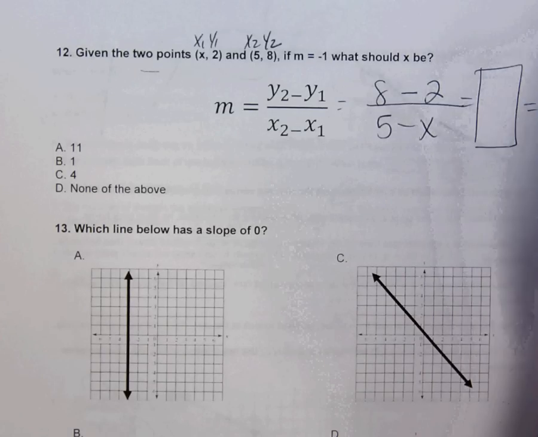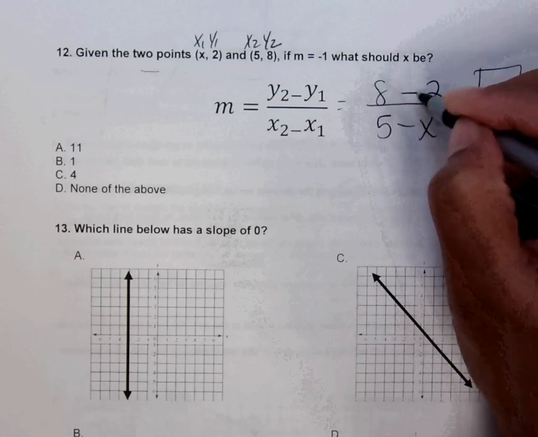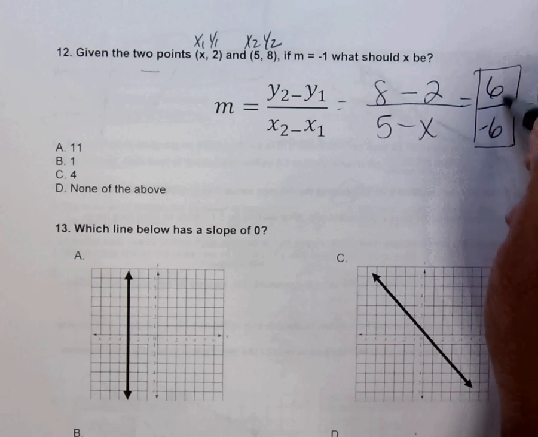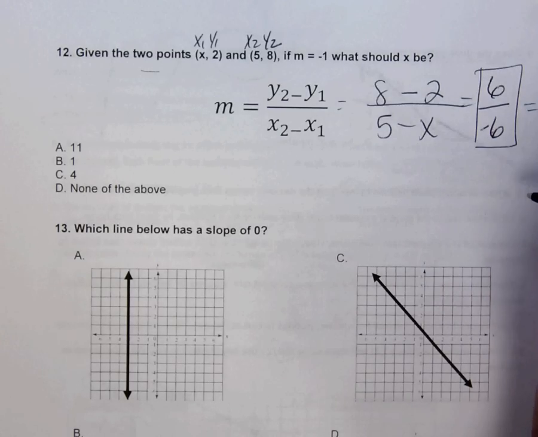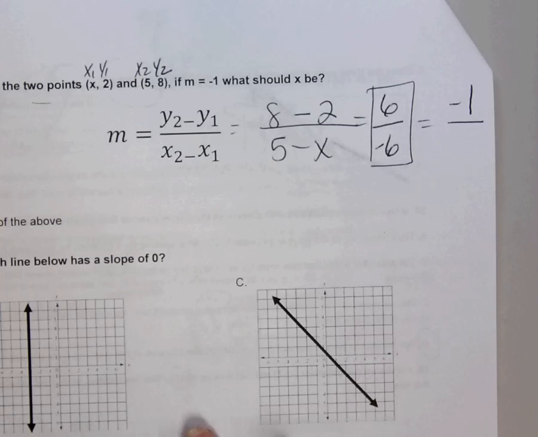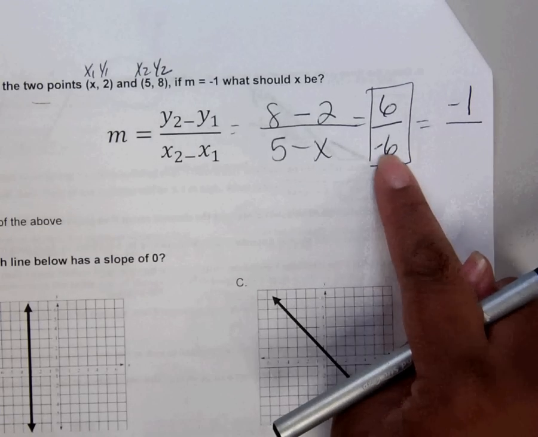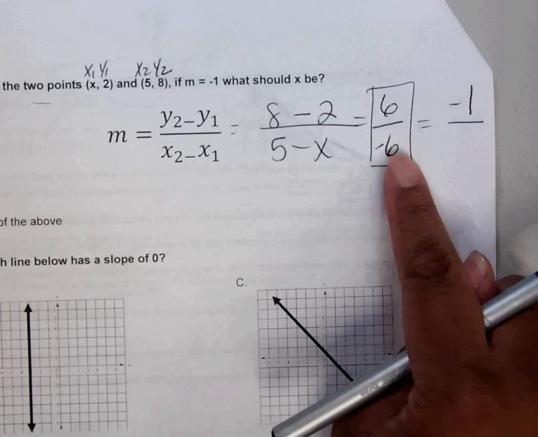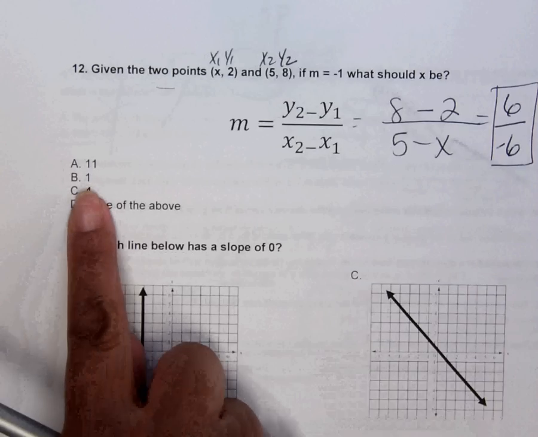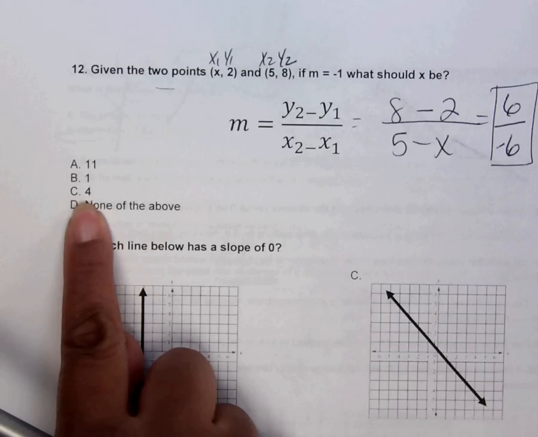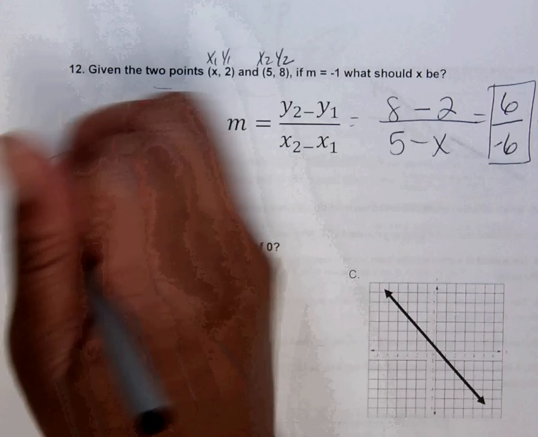Well, 8 minus 2 is 6. And how can I make this become -1? It has to be -6. That's the only way I can get -1 because that's the slope. Now, if this is -6, which answer choice will give me -6? Well, 5 minus 1 is not -6. 5 minus 4 is not -6. But 5 minus 11, it is.